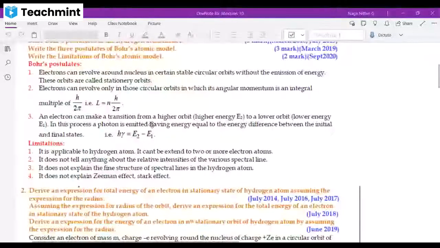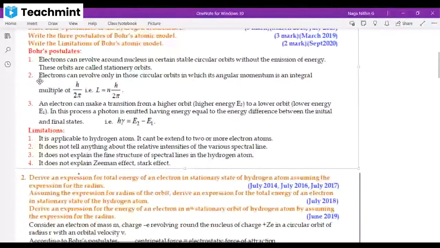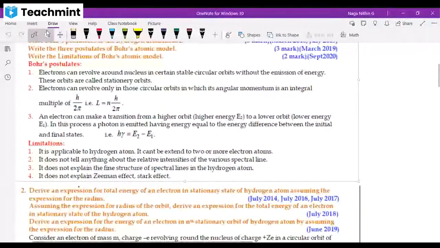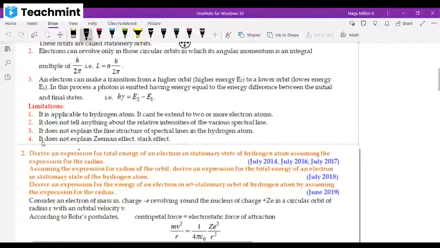Okay, see here. What is the second one? It does not tell anything about the relative intensity of the various spectral lines. That is the second one. It does not explain the fine structure of spectral lines in the hydrogen atom. It does not explain the Zeeman effect and Stark effect. So this is the first question.